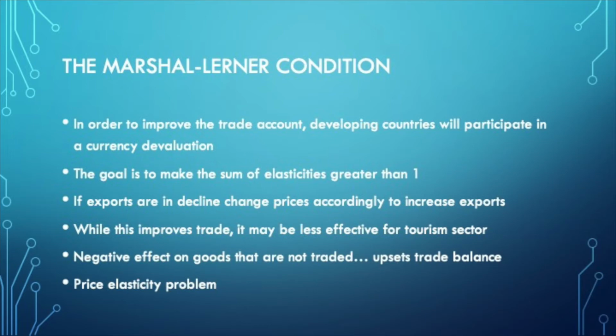If exports are in decline, a country will change the prices accordingly to increase exports. This, however, causes the goods that stay in the country to become more expensive and exacerbates the trade balance. This causes a price elasticity problem.